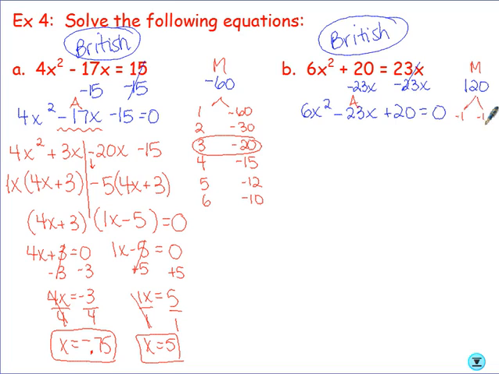Negative 1 and negative 120. Negative 2, negative 60. Negative 3, negative 40. Negative 4 and negative 30. Negative 5, you get negative 24. Negative 6 is negative 20. Negative 7 does not work. Negative 8 is negative 15. And negative 10 is negative 12. That's your entire list. What's the pair that gives me a negative 23 when I add them up? That would be that pair right there.